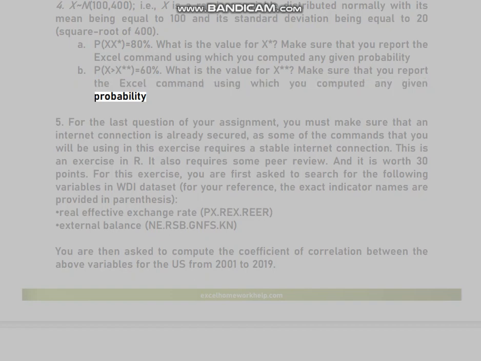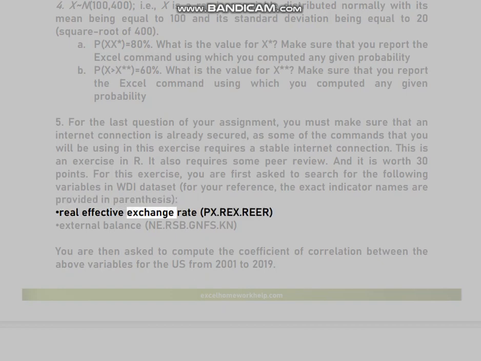5. For the last question of your assignment, you must make sure that an internet connection is already secured, as some of the commands that you will be using in this exercise require a stable internet connection. This is an exercise in R. It also requires some peer review, and it is worth 30 points. For this exercise, you are first asked to search for the following variables in the WDI dataset. For your reference, the exact indicator names are provided in parentheses.